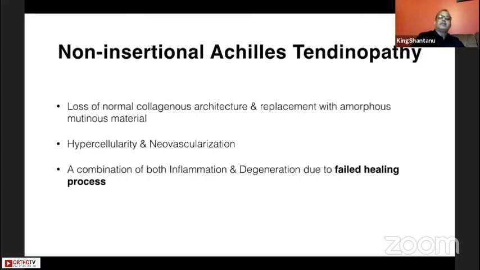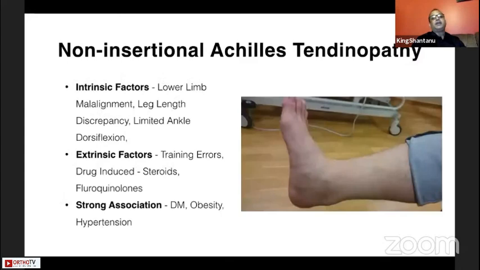So what happens? There are attempts at repair, but these attempts rather fail. So this condition is because of both inflammation and degeneration, and because of this, there's loss of normal architecture, and there would be hypercellularity and new vascularization. This new vascularization also causes formation of new nerve endings, which are generally the cause of the pain.